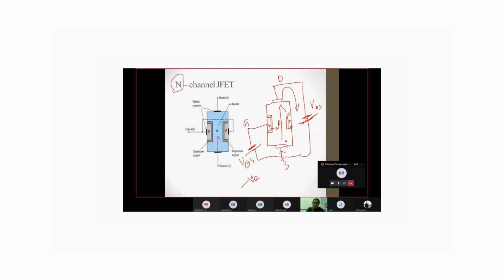Understood or not? And here also I can draw the input characteristic curve as well as the output characteristic curve, right? The input characteristic curve is a curve which is drawn between input voltage and input current, and the output characteristic curve is drawn between output voltage and output current.